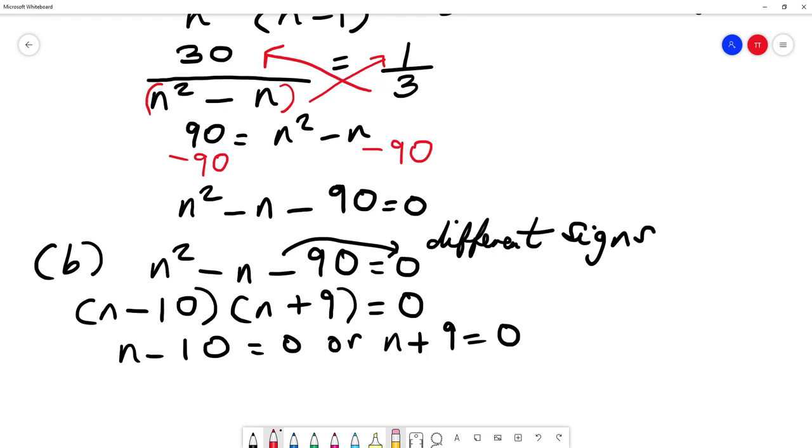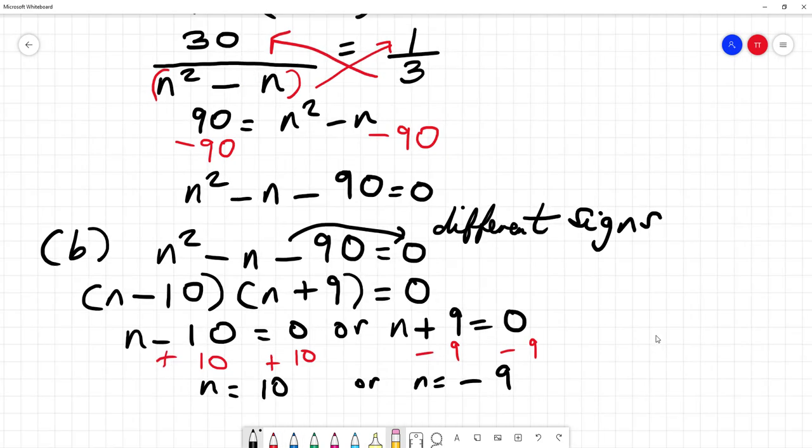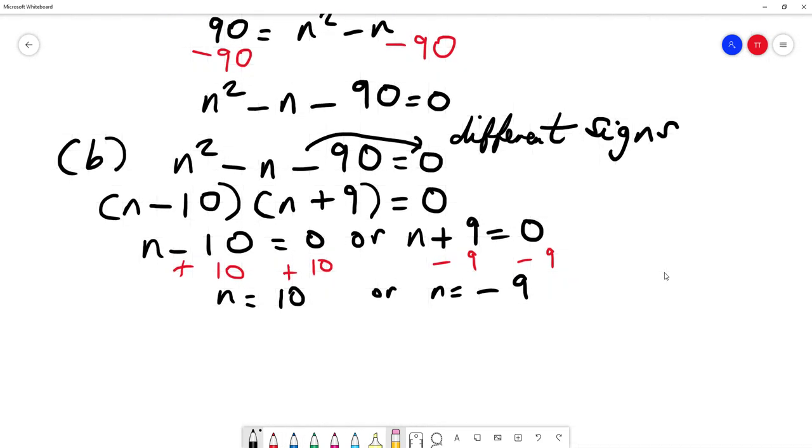So we can add 10 on both sides here. n equals 10. Minus 9 on both sides, or n equals minus 9. Of course, n equals minus 9 is invalid. We can't have a negative amount of chocolates, so we can say this is invalid. So the answer is n equals 10.